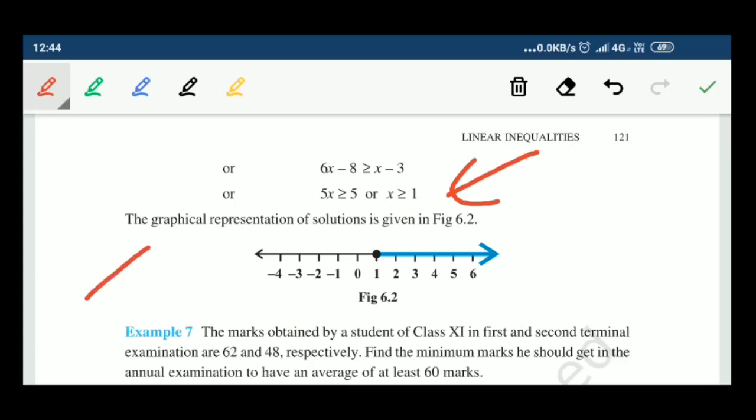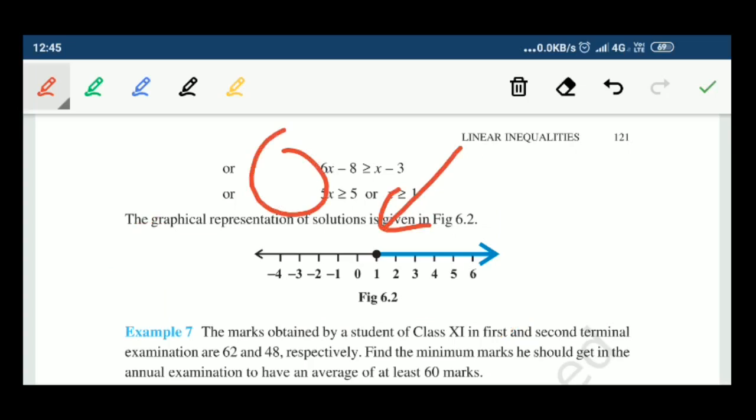Now see its graph. Draw a real number line, and you can see the value of x is greater than or equal to 1. Here you can see there is no gap in this circle. It is fully shaded like this. So this indicates 1 is also included. 1 is also a solution of this given inequality. Is it clear, students? This is our required graph of the same question.